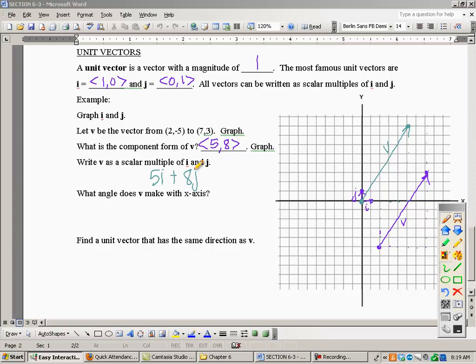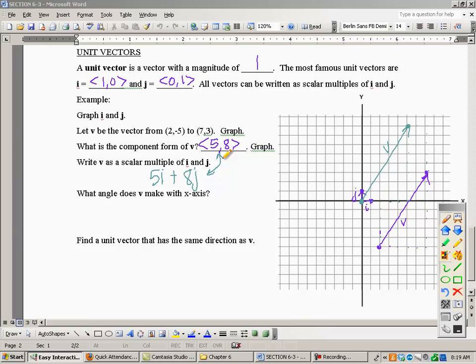And so what you'll notice is, how does that relate to component form? Well, really, these two are saying the same thing. They're just in a slightly different look. One with multiples of i and j, one in component form where it's basically counting the number of spaces you go over. All right, so let's look at angles again.